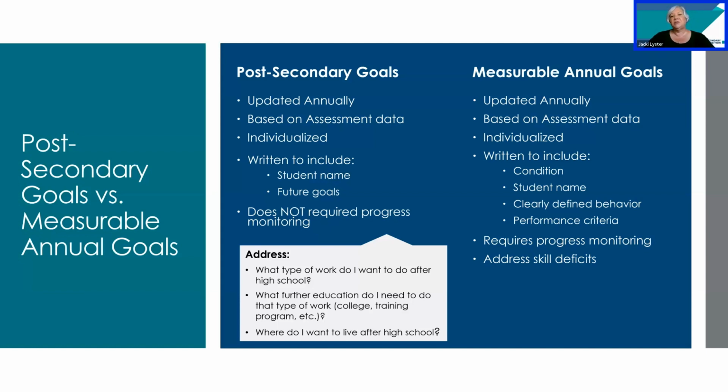As compared to a measurable annual goal, which again is updated annually and based on assessment data, is individualized, but it's written to include a condition, again, the student's name, clearly defined behavior, and performance criteria. These goals do require progress monitoring and should be there to help us address skill deficits which lead to success in post-secondary goals.